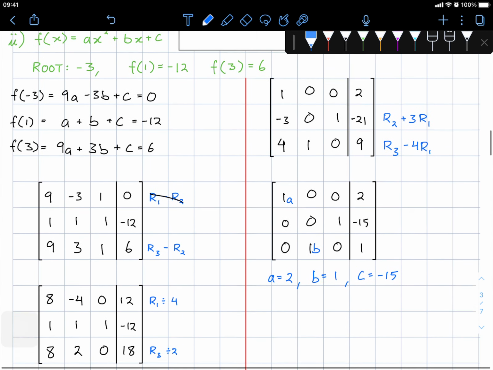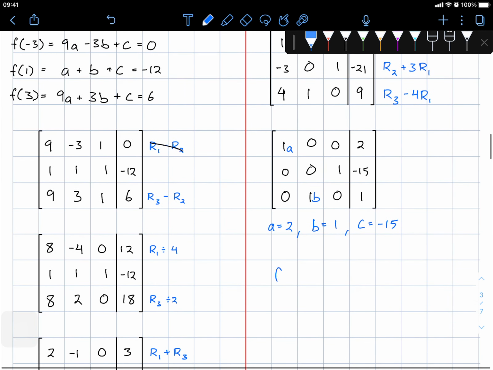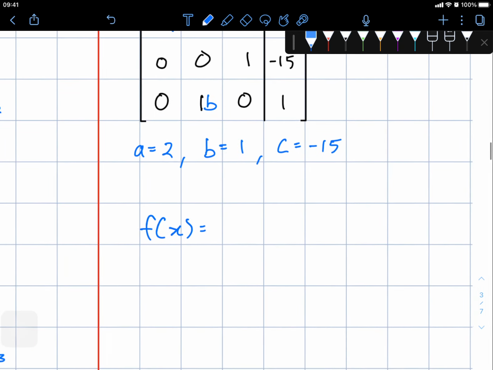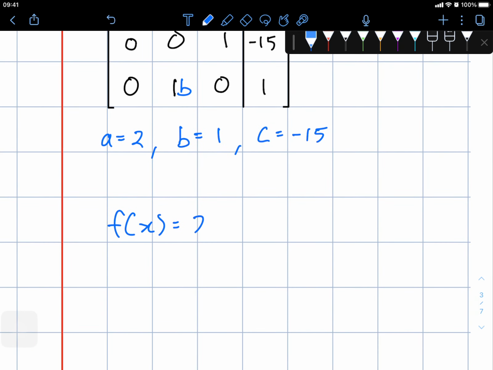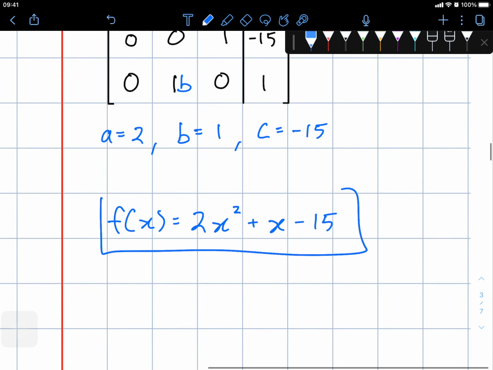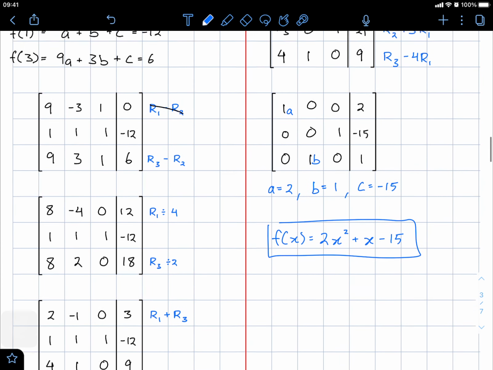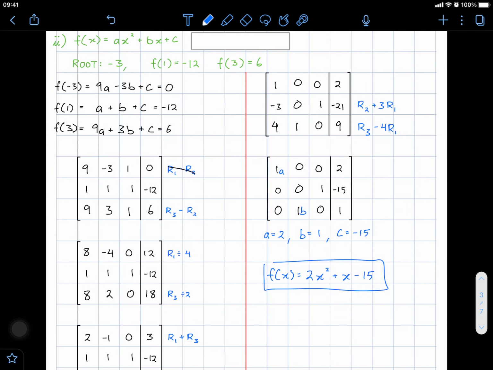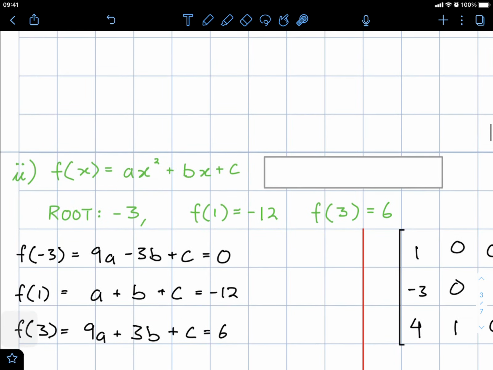So our function f of x is equal to, these being the values of a, b, and c, 2x squared plus bx, which is just x, minus 15. That there is our function. So I hope that gave you an insight into how we might use information given to us, shown here, to solve for unknown coefficients, shown here.